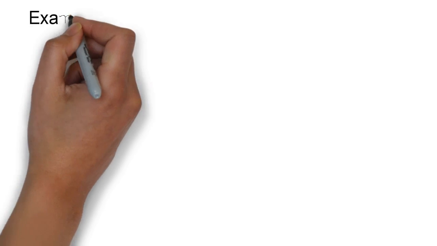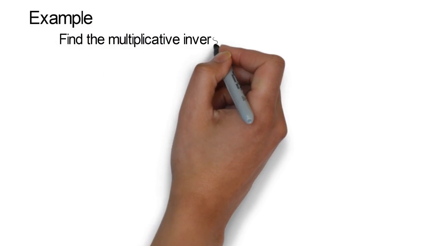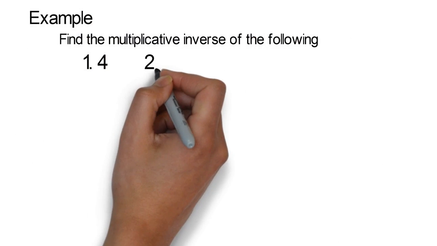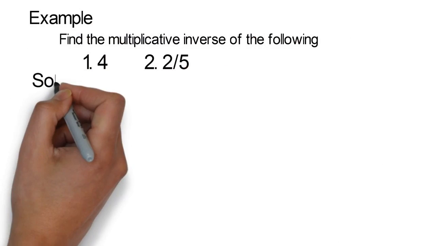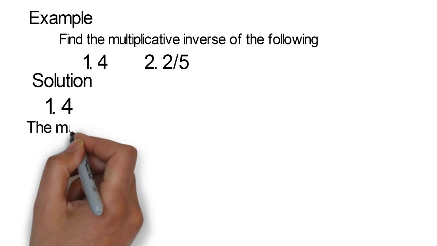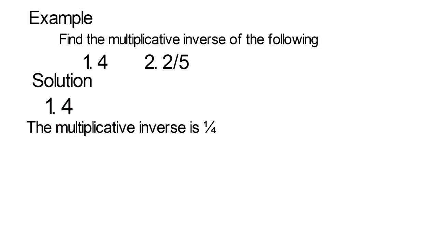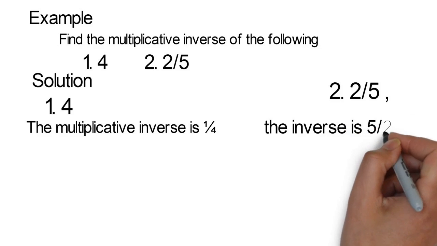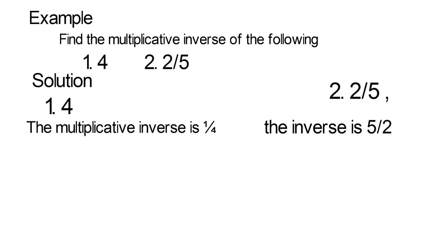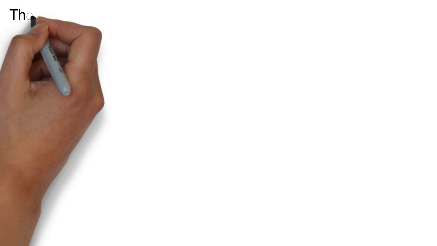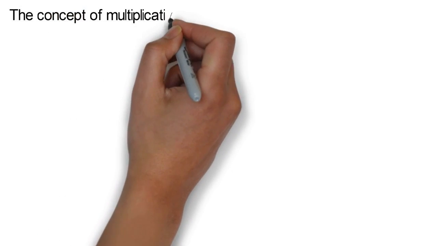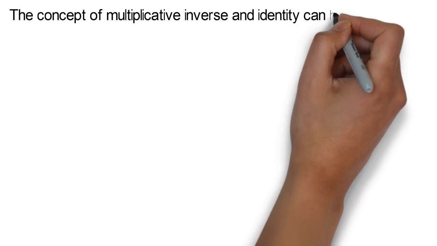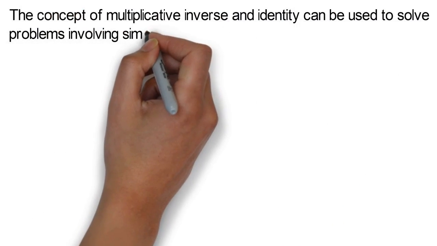Example: find the multiplicative inverse of the following: 1, 4, then 2, 2 over 5. Solution: for 4, the multiplicative inverse is what? 1 over 4. Because if you multiply both, it will give you 1. Also for 2 over 5, the multiplicative inverse is 5 over 2. You multiply 2 over 5 by 5 over 2, you get 1. So the concept of multiplicative inverse and identity can be used to solve problems involving simple equation.